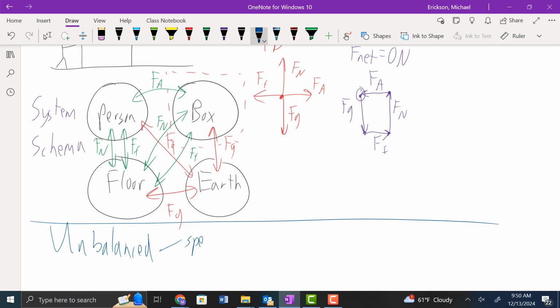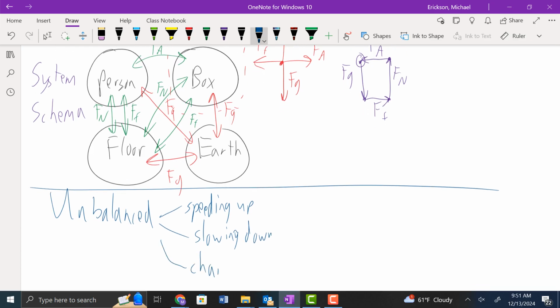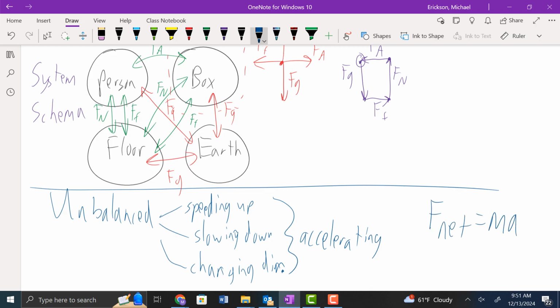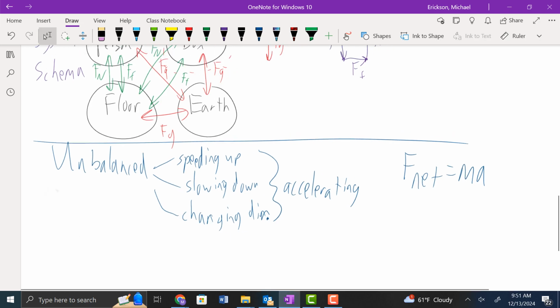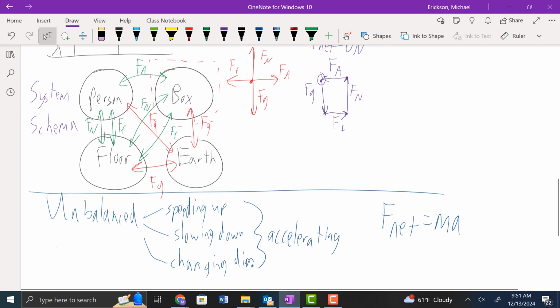An object could be speeding up. It could be slowing down. Or it could just be changing directions. All of these are it's accelerating. And I know that F net is equal to ma. That's Newton's second law, and that's very important with unbalanced. In balanced forces, acceleration was 0, so F net's 0. In unbalanced, it is accelerating, thus F net has to be some value.